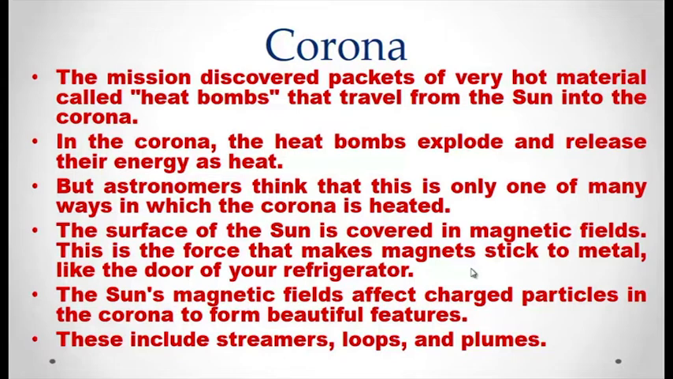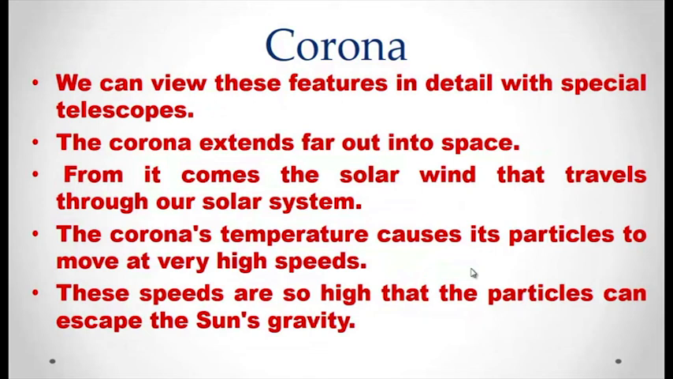The surface of the sun is covered in magnetic fields. This is the force that makes magnets stick to metal, like the door of your refrigerator. The sun's magnetic fields affect charged particles in the corona to form beautiful features. These beautiful features include streamers, loops, and plumes. We can view these features in detail with special telescopes.